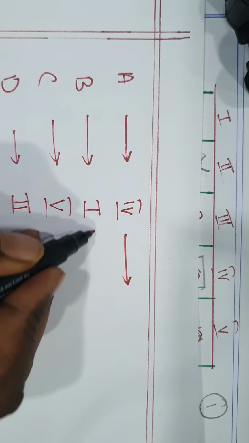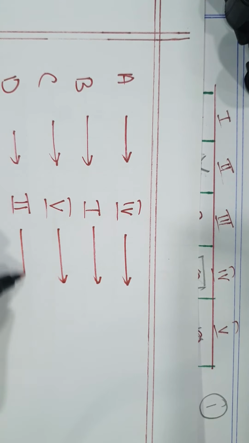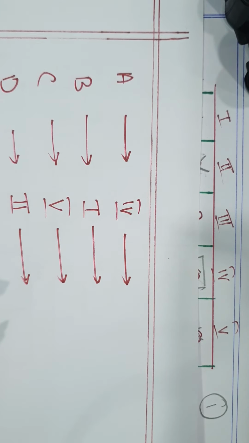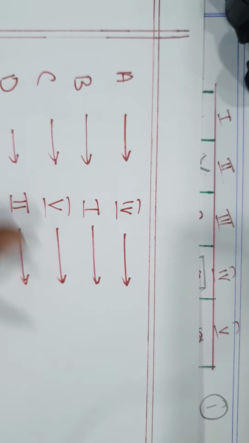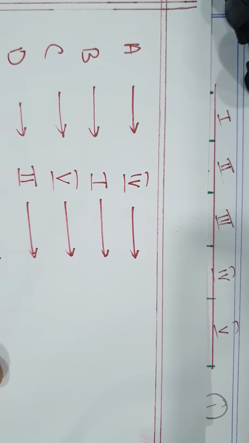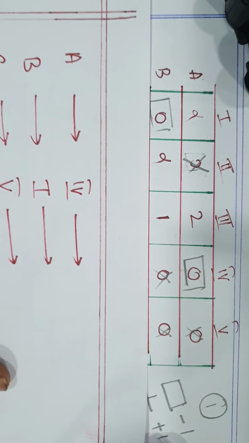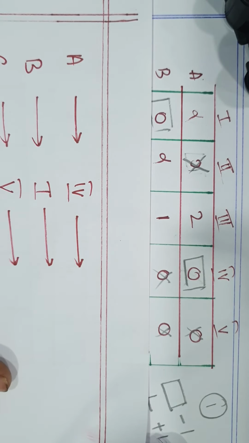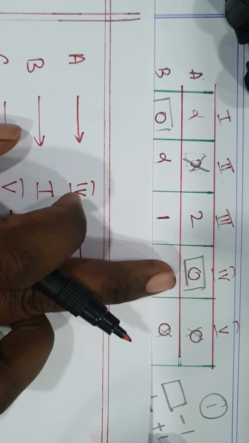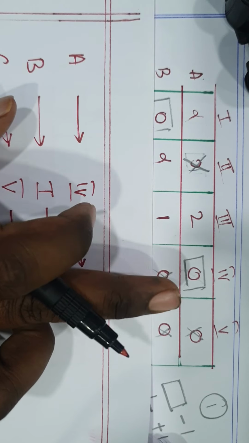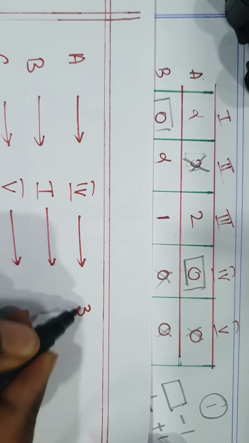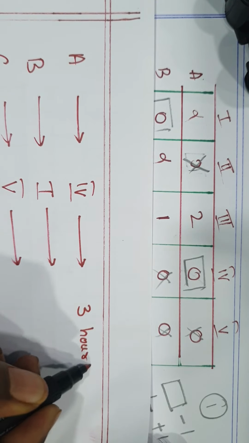So here 4, here 1, here 5th, here 2nd, and here 3rd. A is assigned to this, B is assigned to this, C is assigned to this, D is assigned to this, and E is assigned to this. Like this, the assignments are there. So in the question, you have to check what the value is at that position. What is the value given here? 3. So you have to write it in terms of hours.